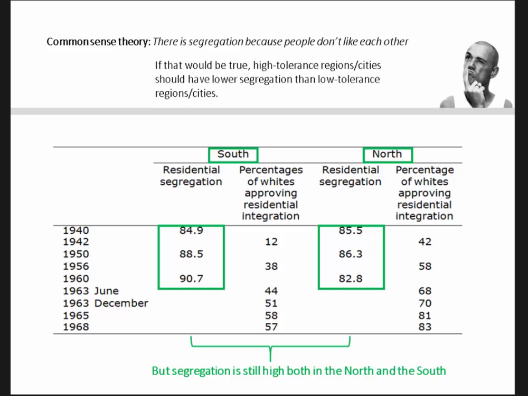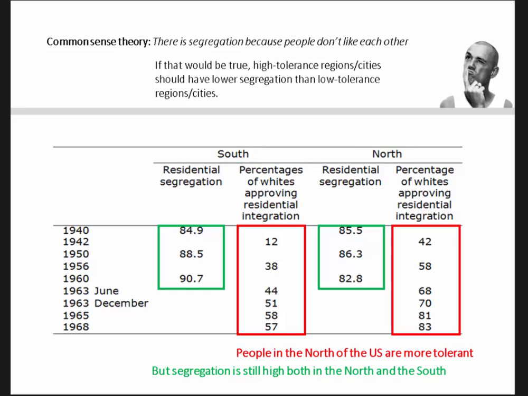Remember, in the other figures the north was almost twice as tolerant compared to the south. Twice as many people were tolerant compared to the people in the south. But the segregation figures seem to be very similar. So when we put these two things together, people in the north of the US are more tolerant, but segregation is still high both in the north and the south. What does this show us? Well, that this implication, high tolerance regions or cities should have lower segregation than low tolerance regions or cities, is not supported. We don't find evidence for that.